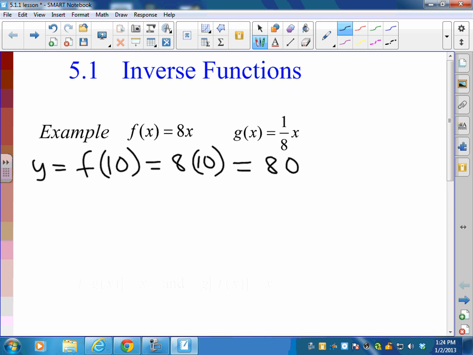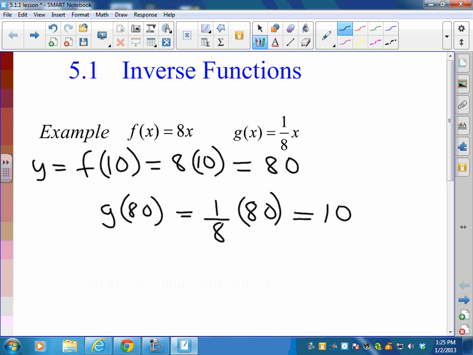Okay, so inverse functions, they undo each other. So in this case, we put in f of 10 equals 80, right? So now if I put in g of 80, what am I going to get as an answer? Well, of course, I picked an easy example. So 1/8 of 80, where 80 is my input to this function, is going to give me a value of 10. So these two functions are inverses of each other.